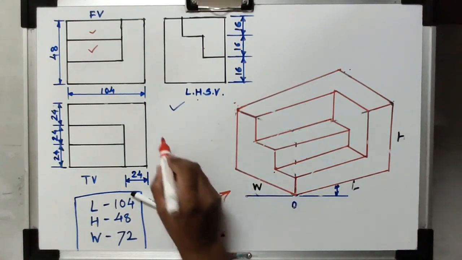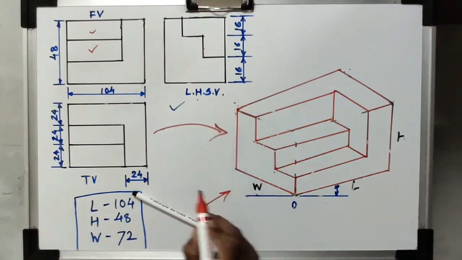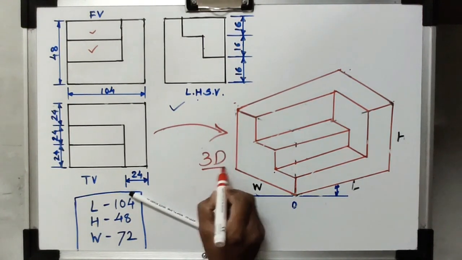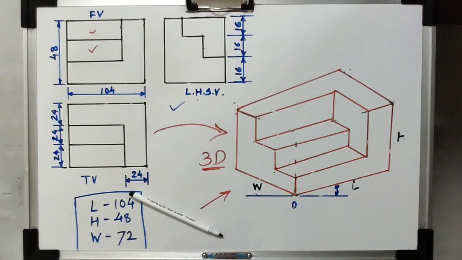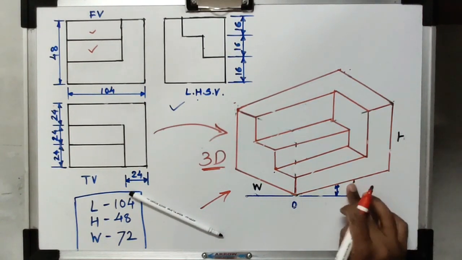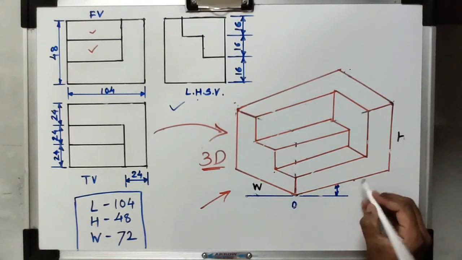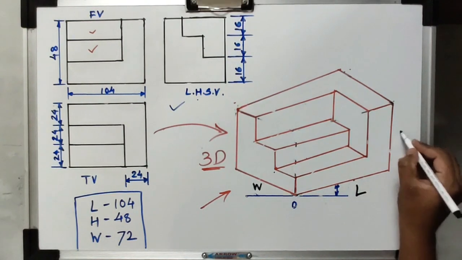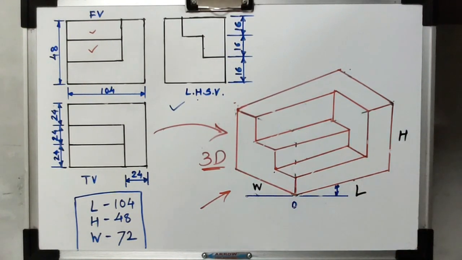Now this is the complete conversion of the 2D diagram into 3D, that is the isometric view, as per the given information, that is as per the given dimensions. This portion is nothing but representing the length of the object, this is representing the height of the object, and this is representing the width of the object.